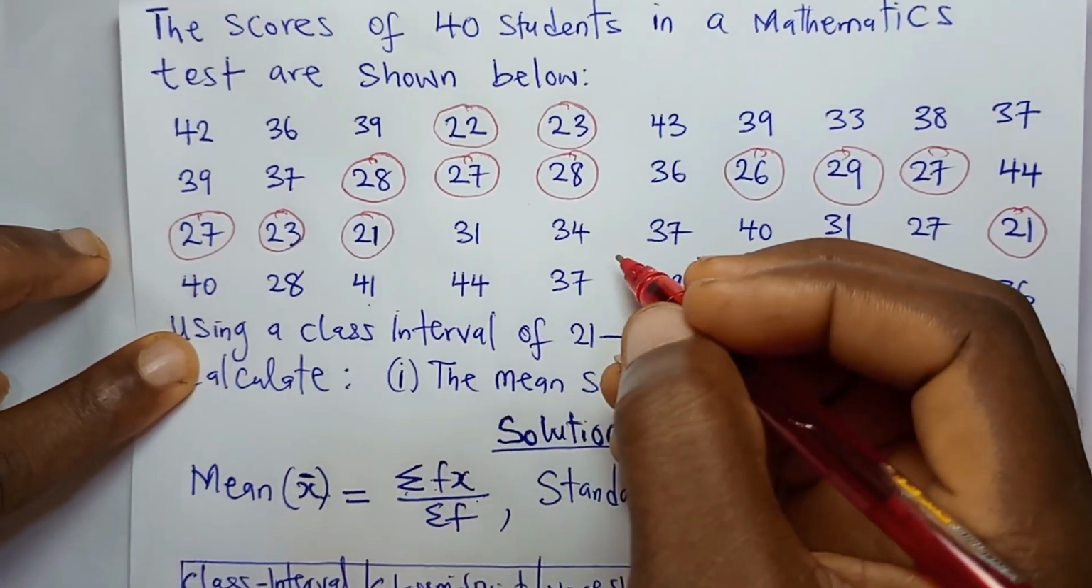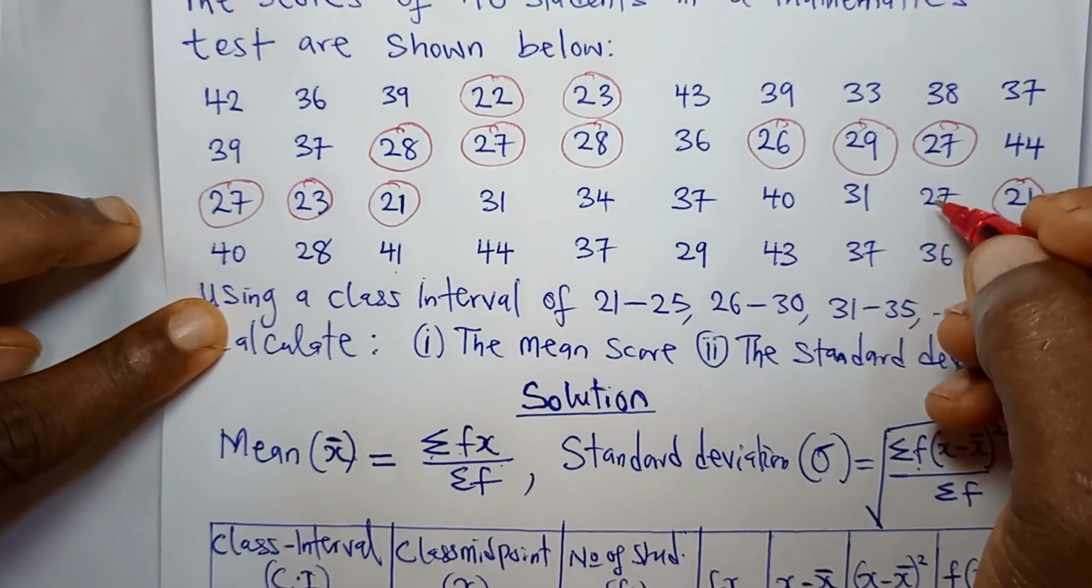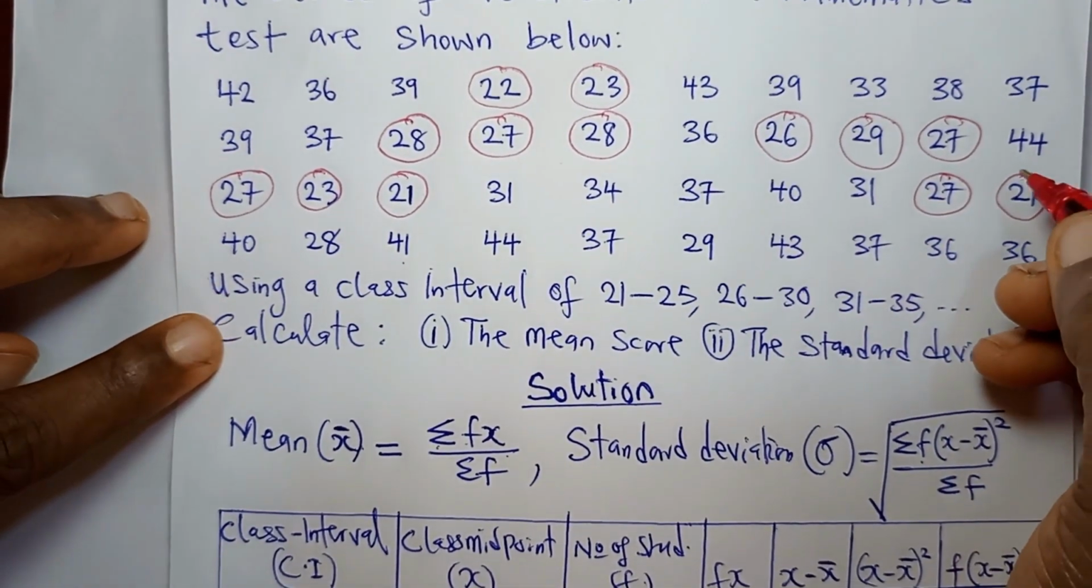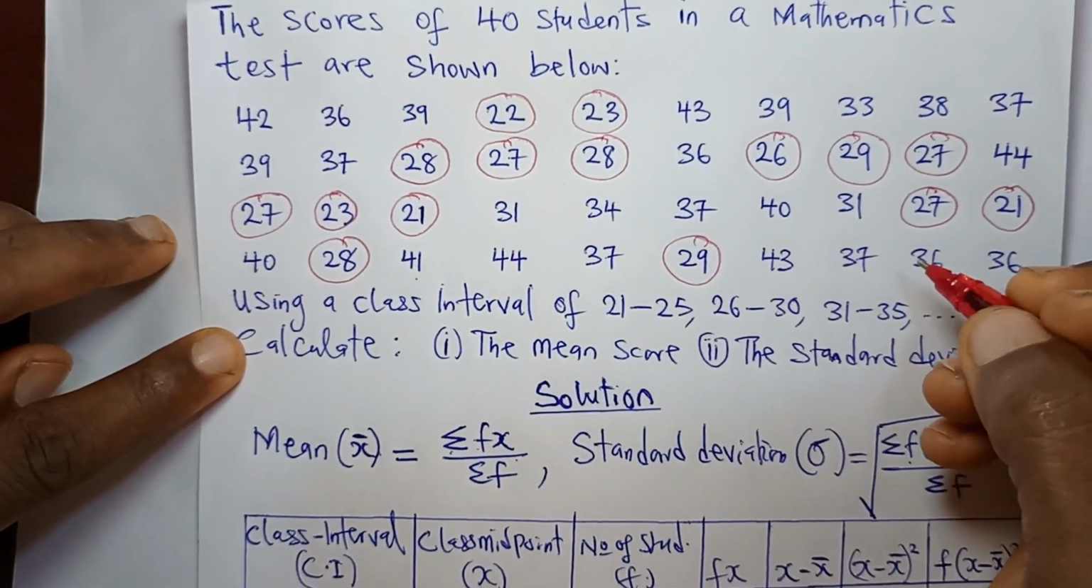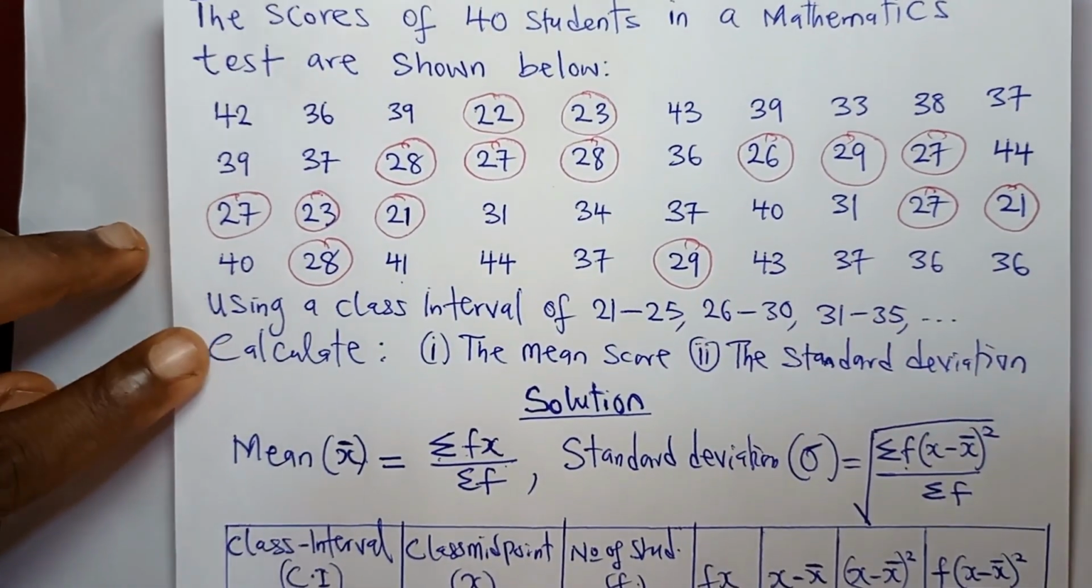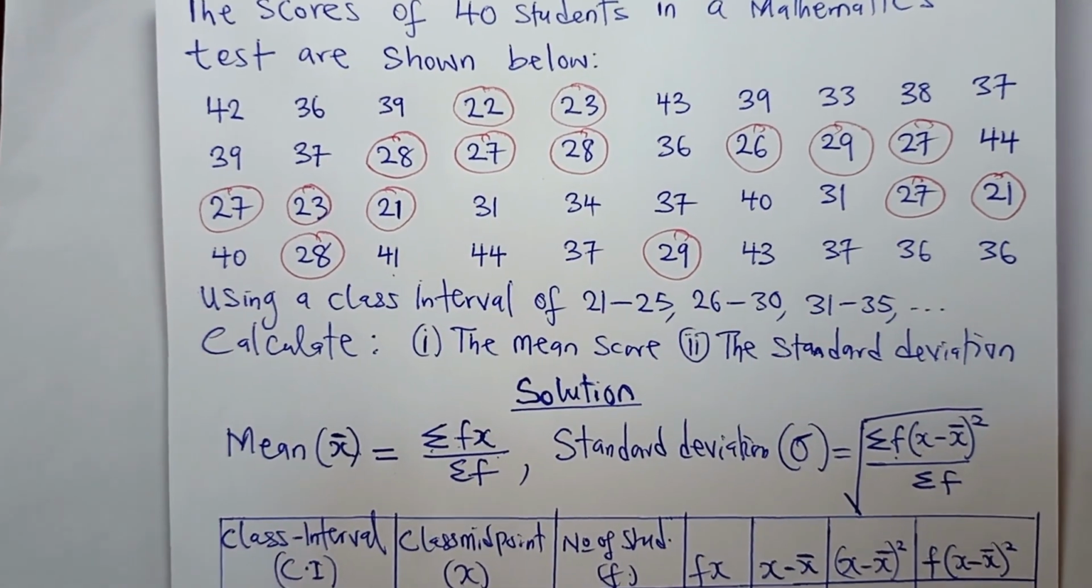7, 26 to 30, 8, 9, 10. We have 10. Can you see that?